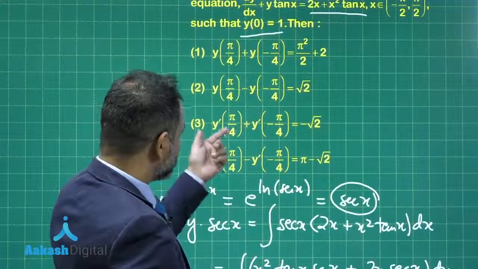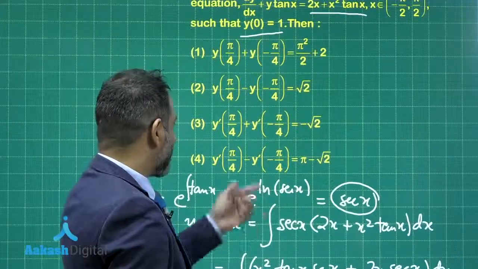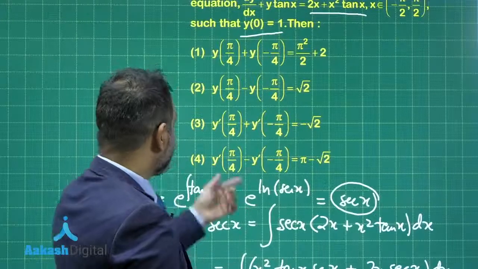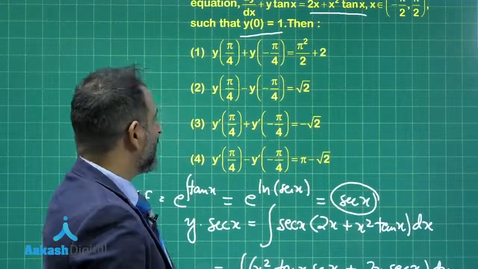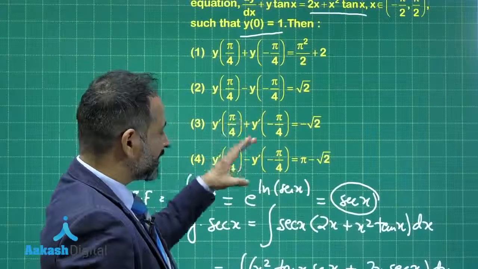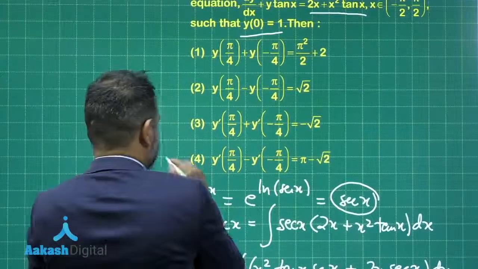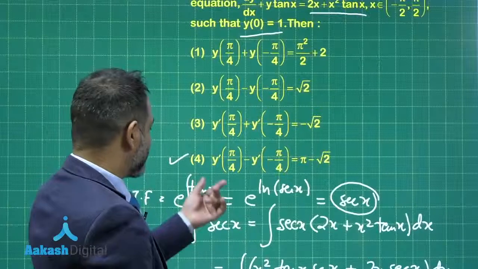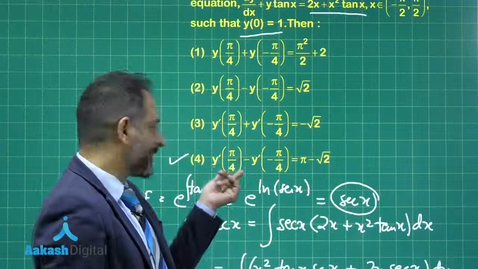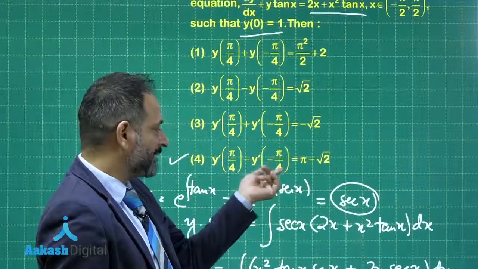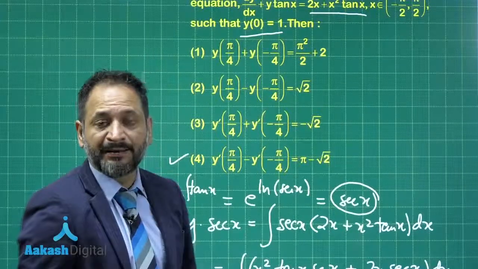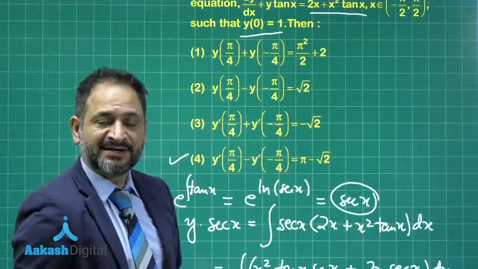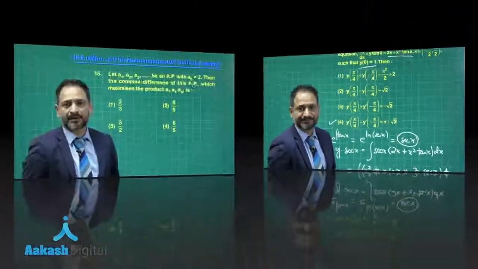Again, you can check the derivative as well at different options. If you differentiate the function and you calculate the value at pi by 4 and minus pi by 4, you can see the correct option is the fourth one, that is the derivative of the function at pi by 4 and again at minus pi by 4. The difference is coming out to be pi minus root 2. Let us see the next problem.